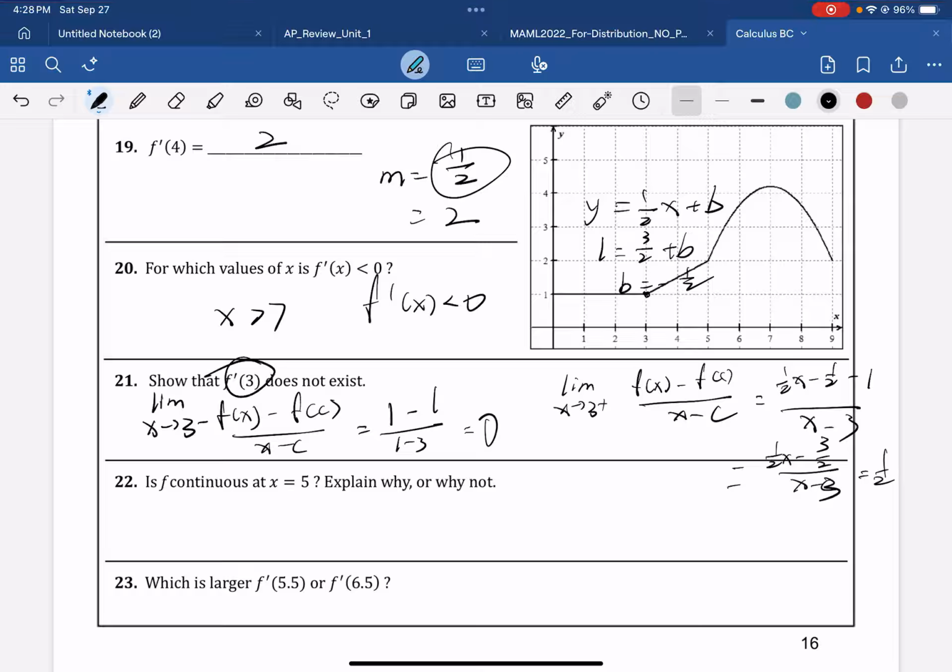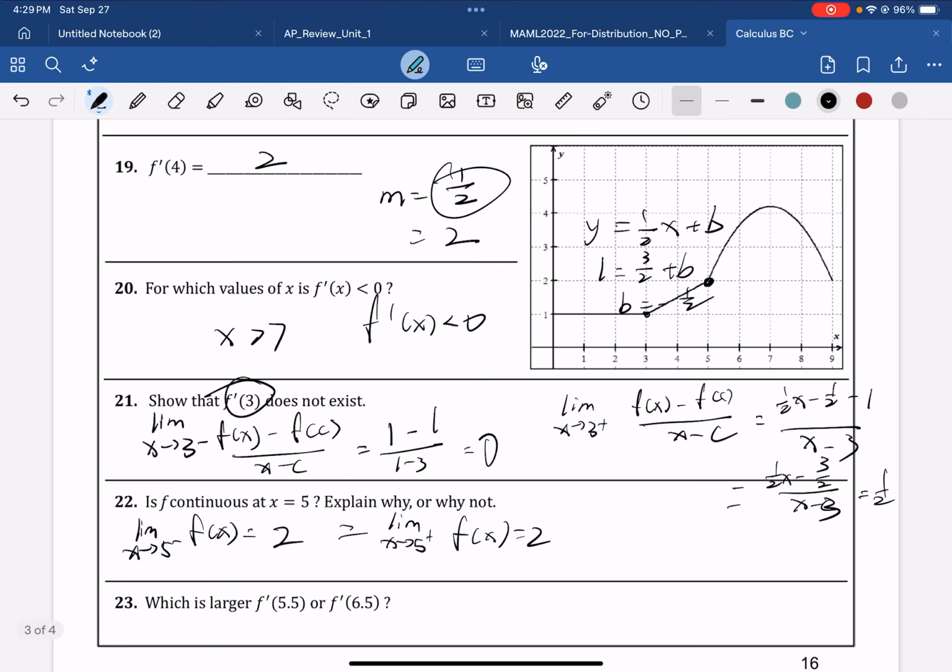Next, is f continuous at 5? Explain why or why not. From this point, it's definitely continuous because it's a polynomial. And what we have to do is explain it. The limit as x approaches 5 from the left hand side is 2, and from the right hand side it's still 2. So they're equal to each other, so it is continuous.